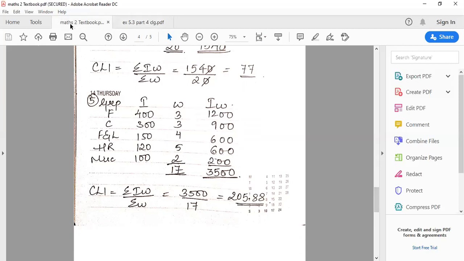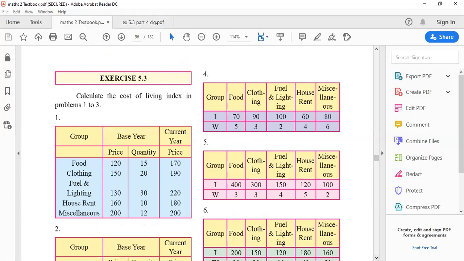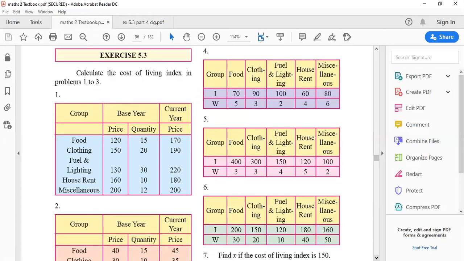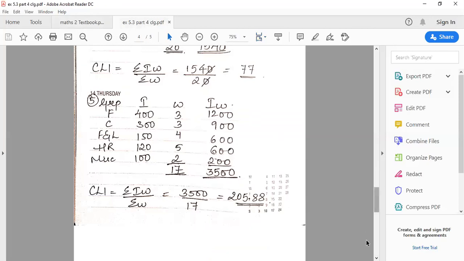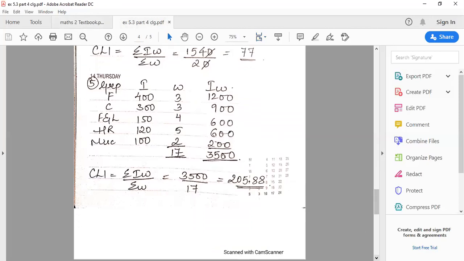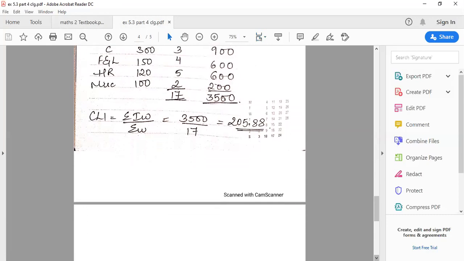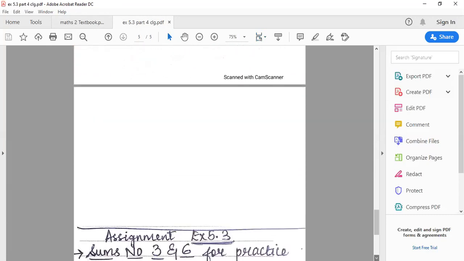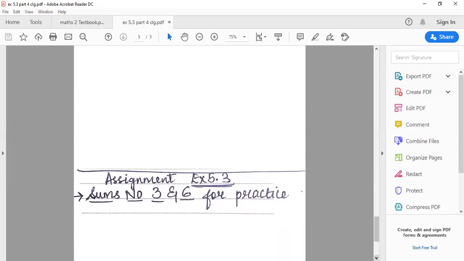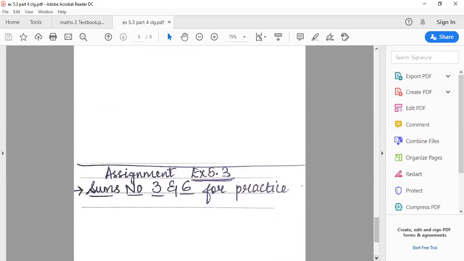So followed how to do the family budget method sum. So again, coming to sum number 6, that is an assignment for you all to practice the family budget method. Question pattern is the same, only the numbers are different. So in this exercise, I am giving you all 2 sums to practice. Question number 3 and question number 6. So you can practice and see whether you followed the concept or not. And then in the next session, we can discuss the answers. Okay. So as you'll see, I have written assignment exercise 5.3, sums number 3 and 6 for practice.